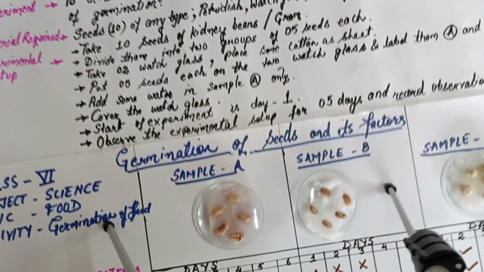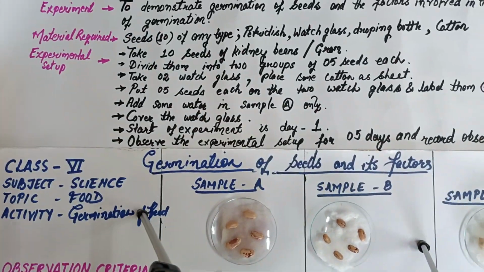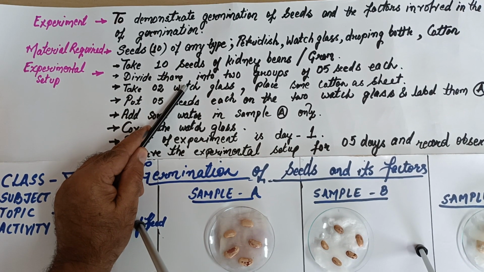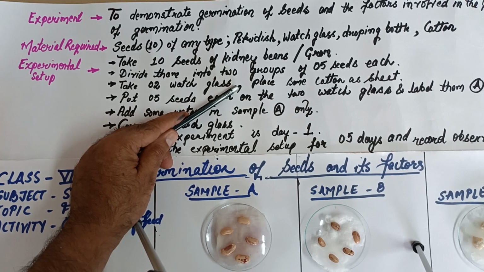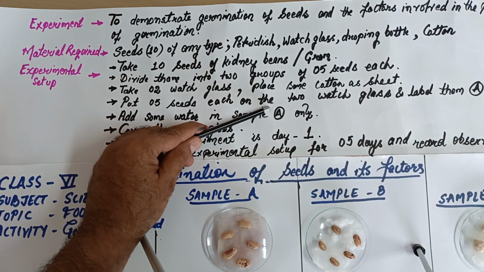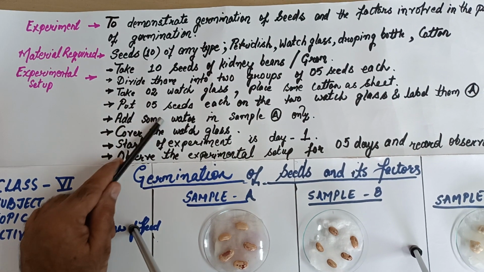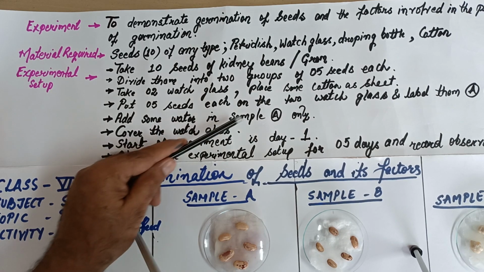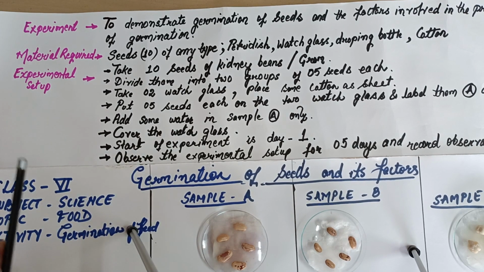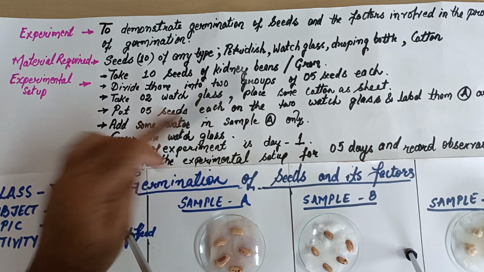So after dividing them into the 2 groups, we will take the watch glass. We will place the cotton on the watch glass. Then we will put 5 seeds each on the 2 watch glasses and label them as A and B. We'll add water, little bit of water, in the sample A only, so not in sample B. Now we cover the watch glass. This is the start of our experiment, and we label it as day 1.